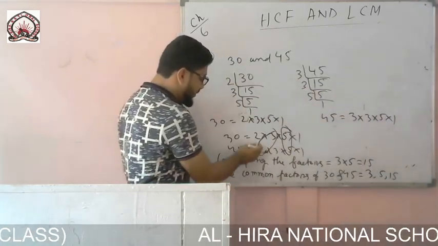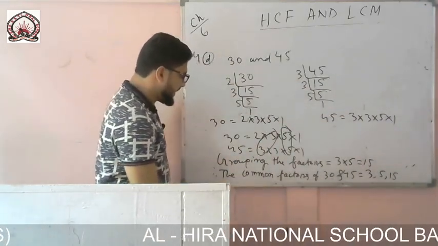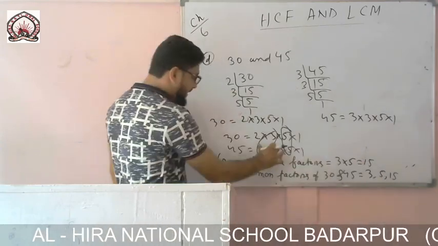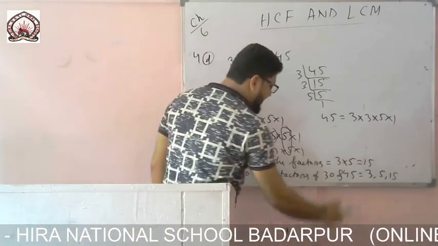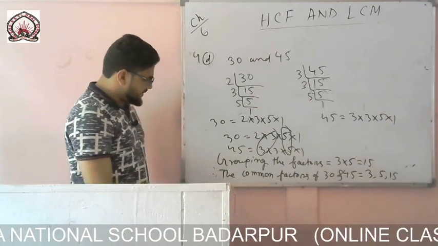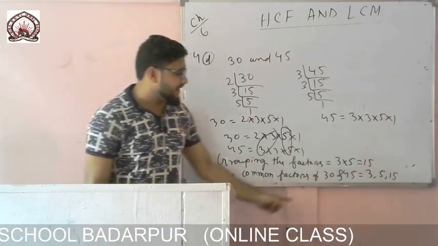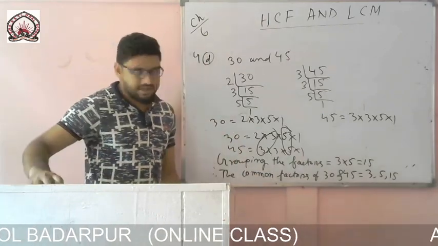From this what we got? 3. From this what we got? 5. And by grouping the common factors, we got 15. So the common factors of 30 and 45 are 3, 5, 15.